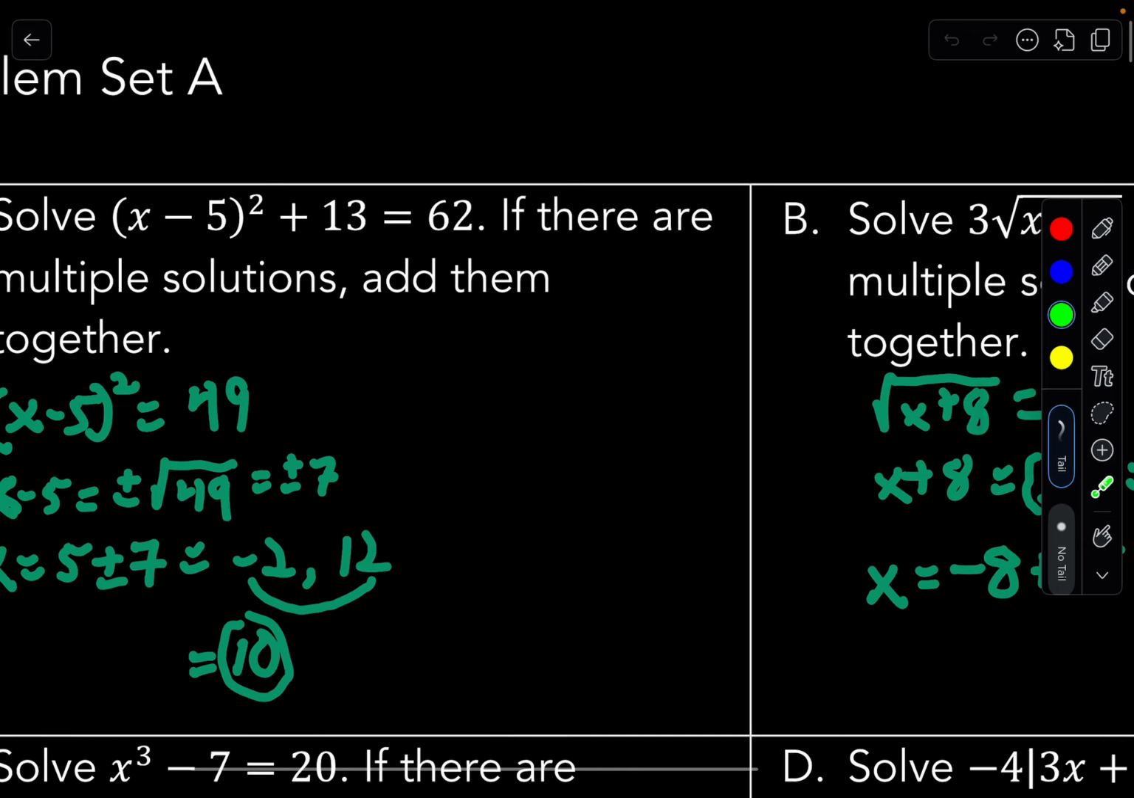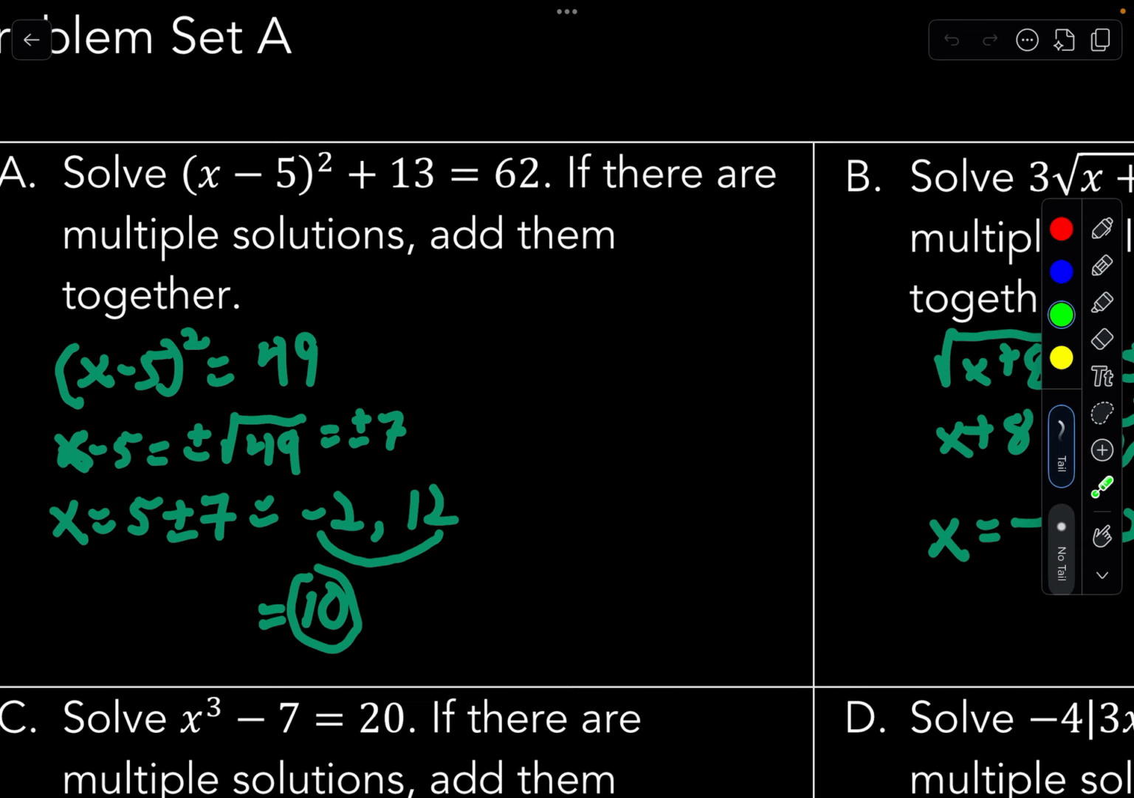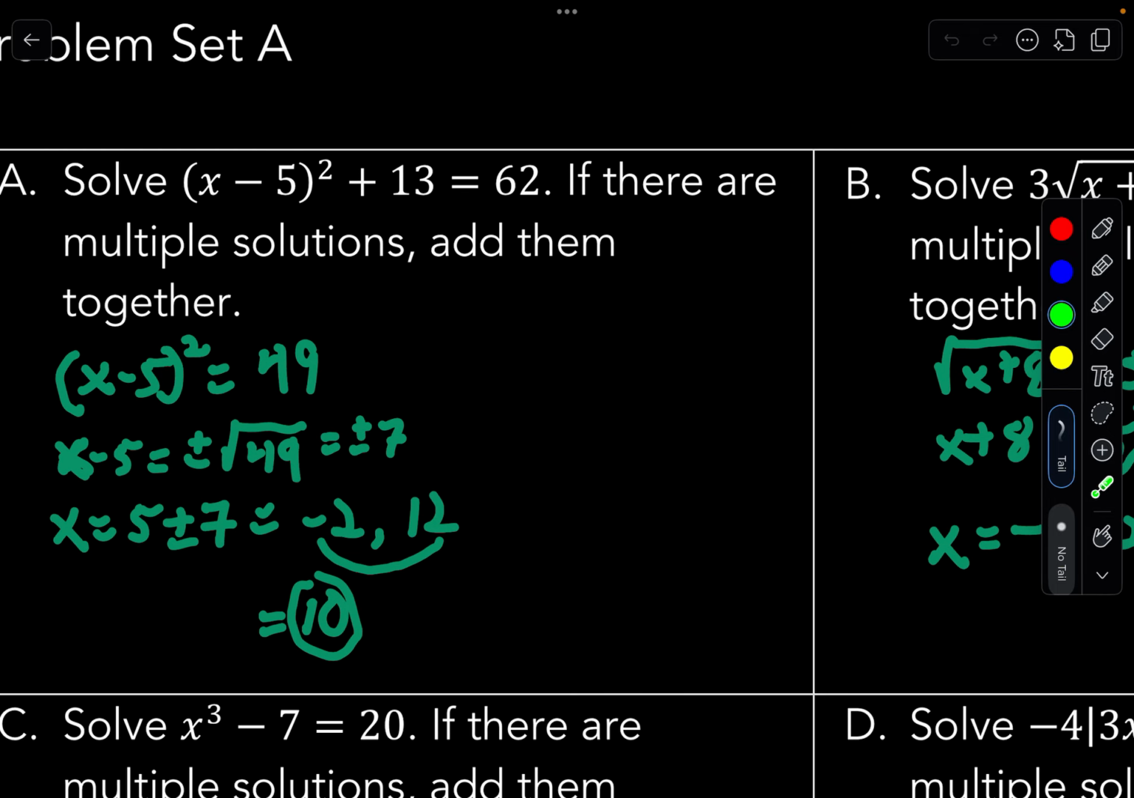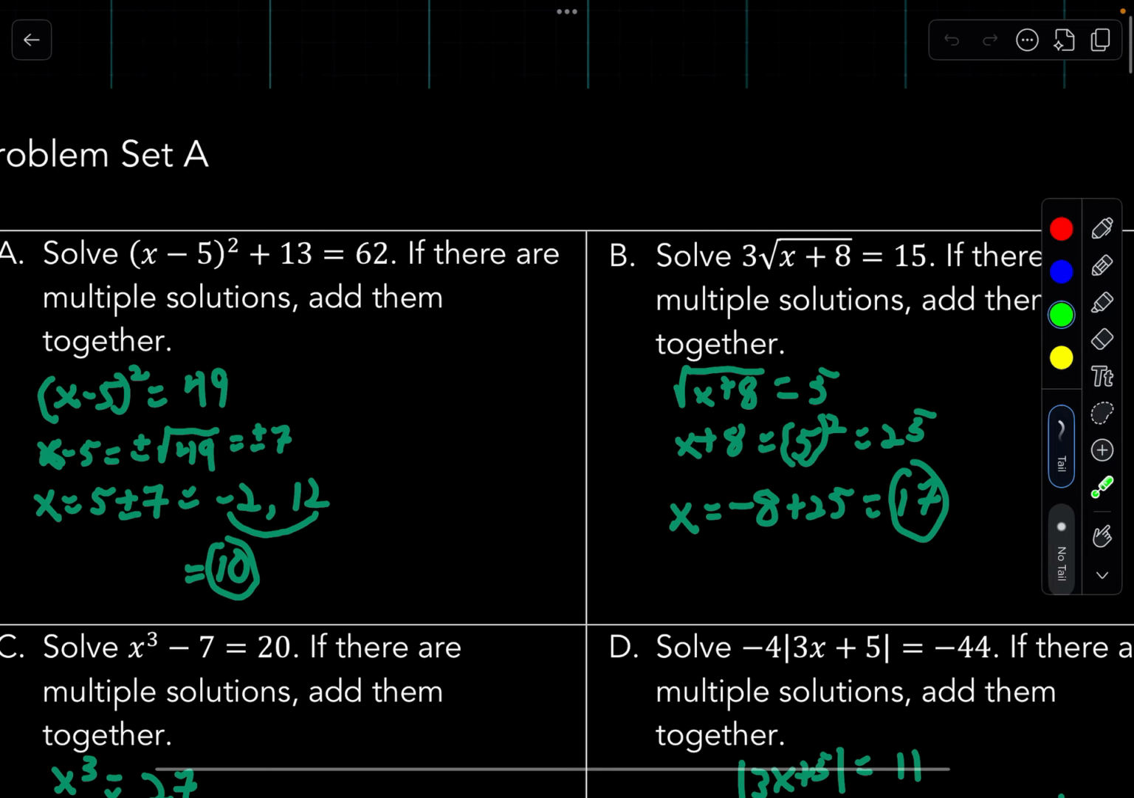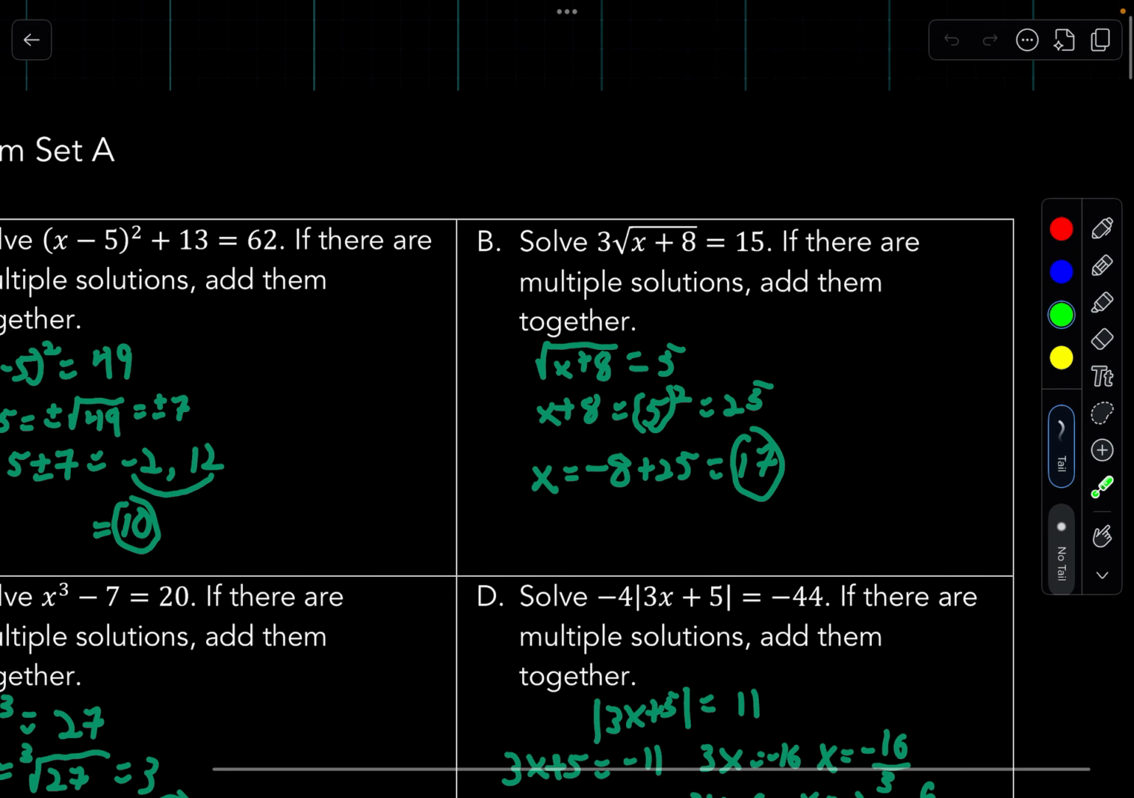That's the answer for box B, but notice there's only one solution here. There were 2 solutions at the earlier stage because when we take the square root, you can either have a positive or a negative solution. So we got 10 and 17.